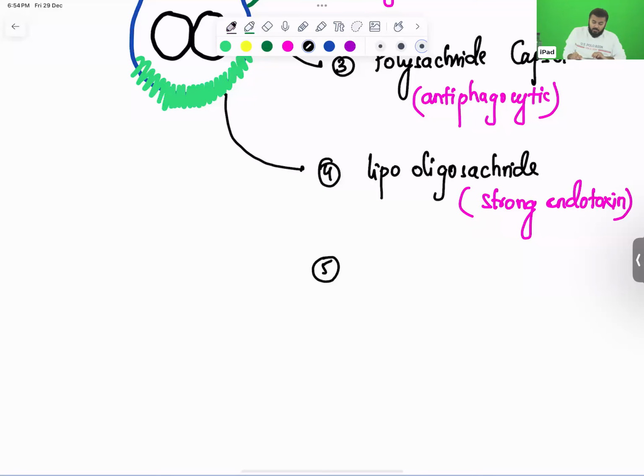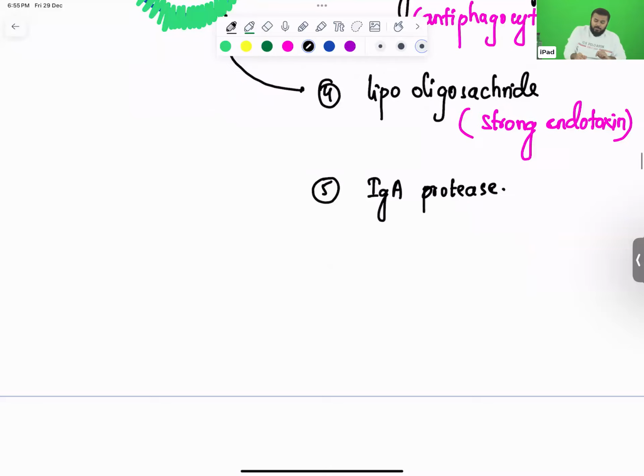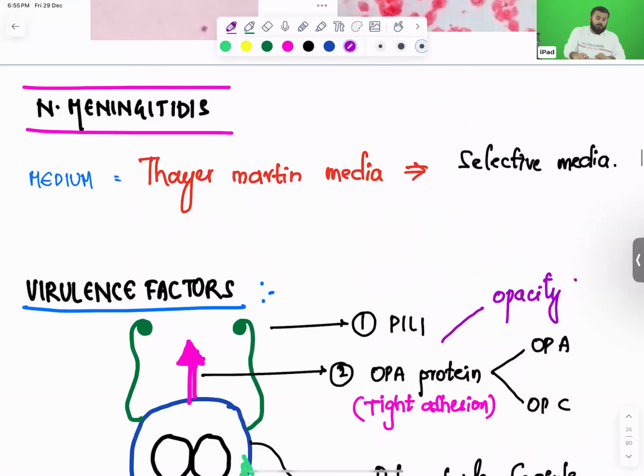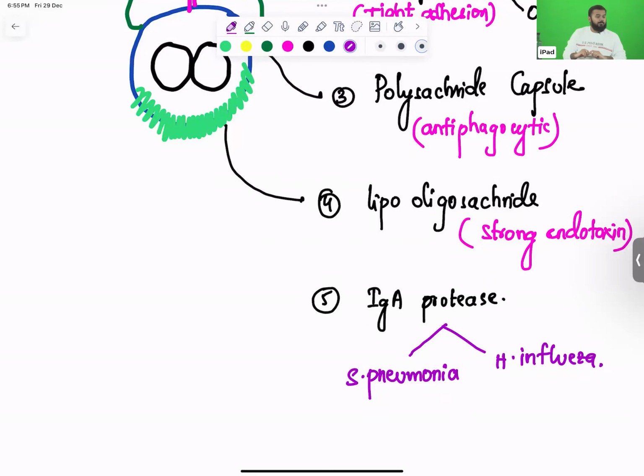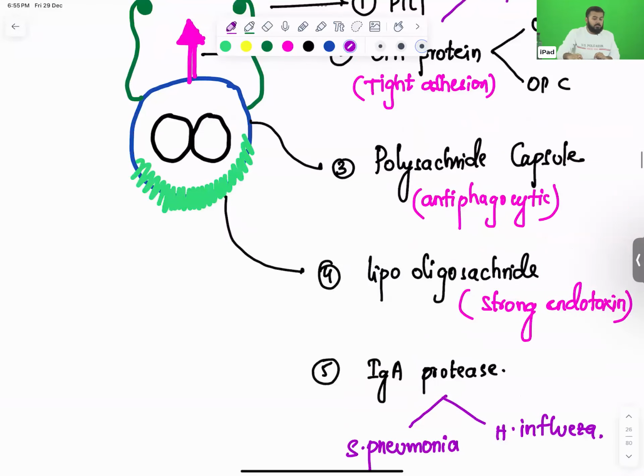And what is the next important virulence factor? IgA protease. I won't explain this because you already know what IgA protease does. That enzyme is released and it will break down your IgA molecules in the mouth. So with the help of IgA protease, it is responsible for colonization of the bacteria. You remember that? Where do we see IgA protease? In Streptococcus pneumoniae, Haemophilus influenzae, and also Neisseria. Everyone is clear? Till here you are clear before I go to the clinical manifestations?